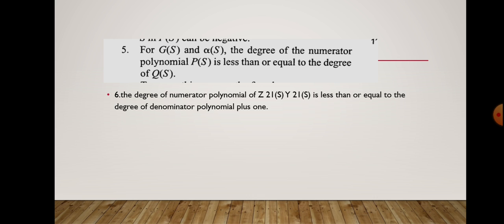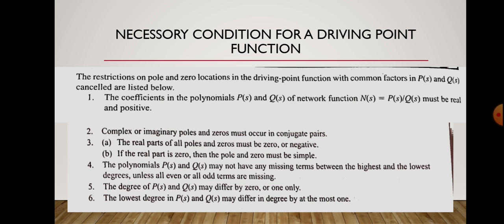The next property is about the degree of the numerator polynomial of Z21 of S and Y21 of S, that is, the transfer impedance and transfer admittance. Z21 of S is V2 of S divided by I1 of S. Similarly, Y21 of S is current divided by voltage, that is I2 of S by V1 of S, which we studied in the previous video. The degree of the numerator polynomial of Z21 of S is less than or equal to the degree of the denominator polynomial plus 1. So if you are considering transfer impedance and transfer admittance, the degree of the numerator polynomial of these transfer functions should be less than or equal to the degree of the denominator polynomial plus 1.